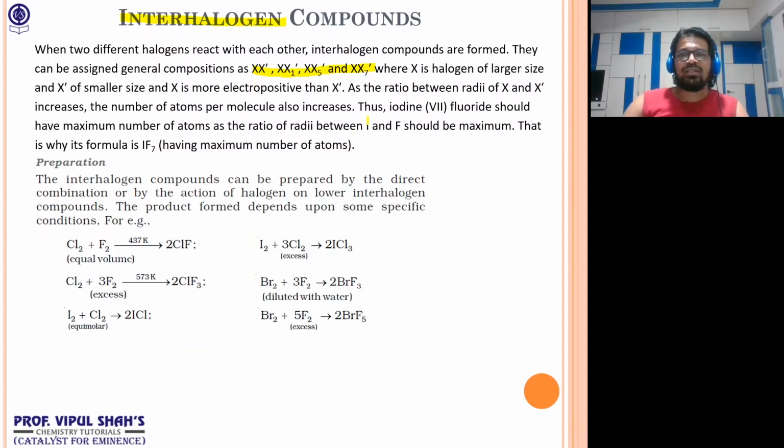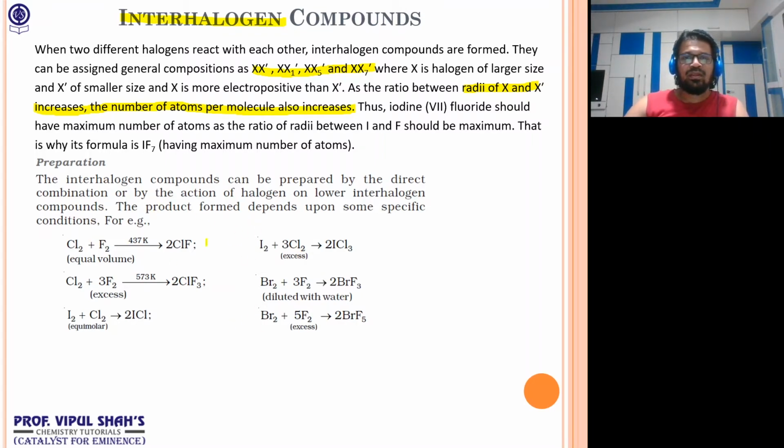With the smaller halogen, as the ratio between the radii of X and X' increases, the number of atoms per molecule will also increase. So if I take I and F, iodine will have the largest size, fluorine the smallest, so the radii difference will be more, and maximum atoms can be accommodated. We have the example IF7, iodine heptafluoride, which is sp3d3 hybridized with pentagonal bipyramidal geometry. That's one. Then, people, we have some of the preparations of these interhalogen compounds.